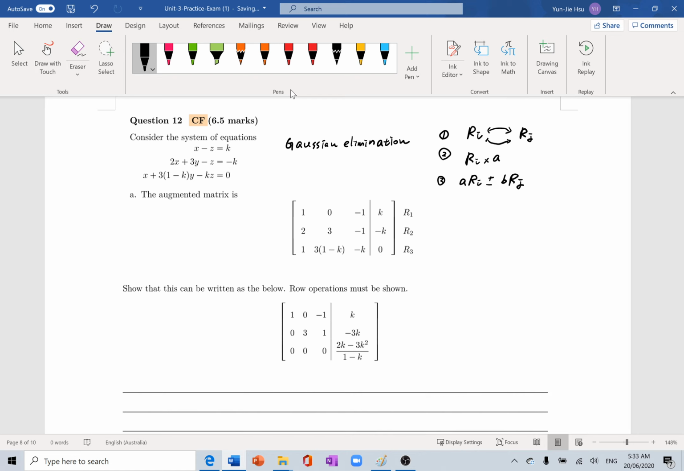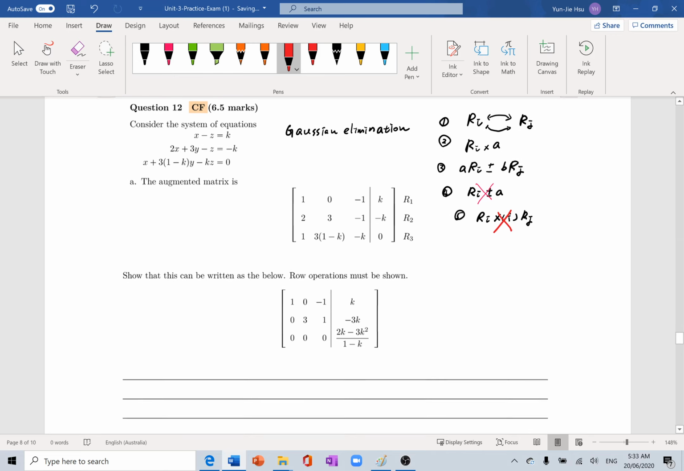Okay, you just remember like this one. So be careful. Row plus or minus a constant is not allowed, please. Row times or divided by any row is not allowed too, okay?